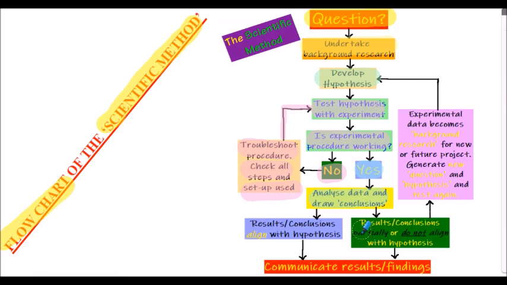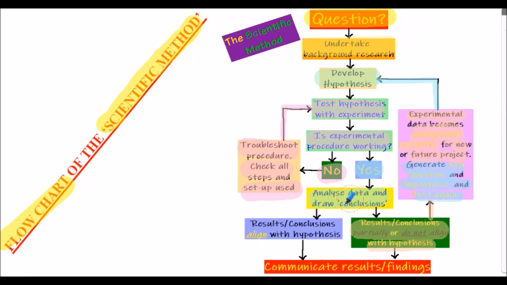If the results or the conclusions do not completely align with our hypothesis, again we form an iterative process where the current experimental data becomes our background research for a new or a future project, and then we generate a new research question, hypothesis, and we will start our research process again from a new hypothesis.